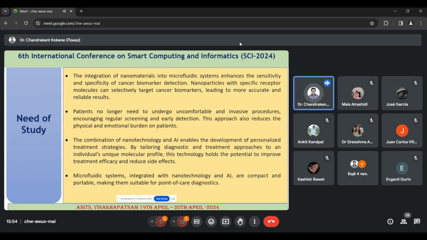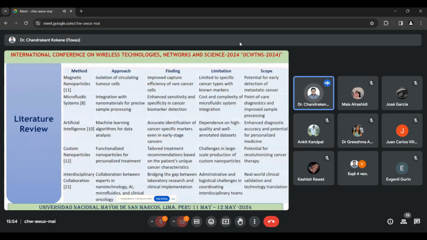And lastly, we have the microfluidic systems, which, as we know, are integrated with nanotechnology and AI-based algorithms or applications, so that the resultant product is more compact and portable, making the diagnostic system clearer. So, considering the need for the study, the literature review is done. About 25 to 26 papers are referred to here.